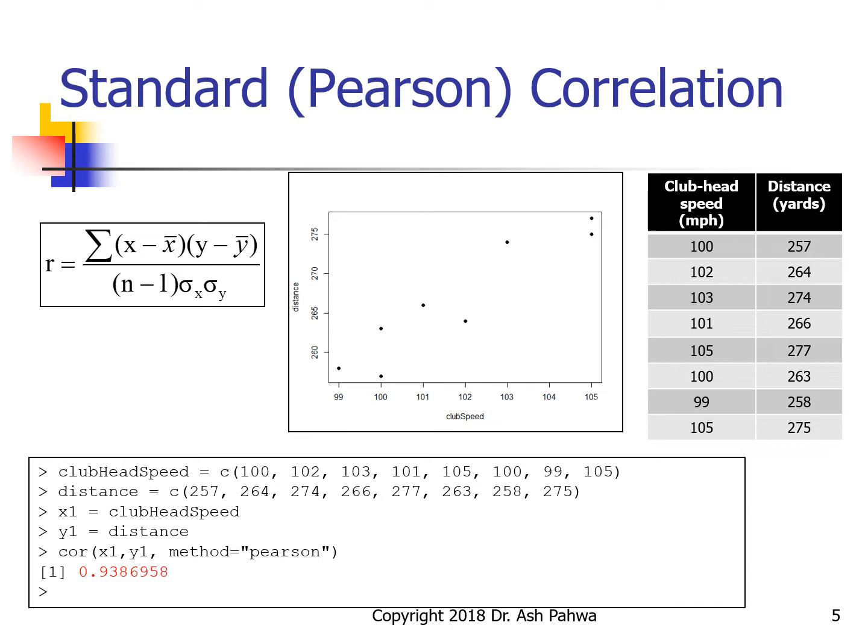So let us take an example. Here we have club head speed and the distance. As you would recall, we can compute the correlation, and by default this correlation is called the Pearson's correlation. So as you can see, the correlation between these two variables, which are the club head speed and the distance, is 0.9386.